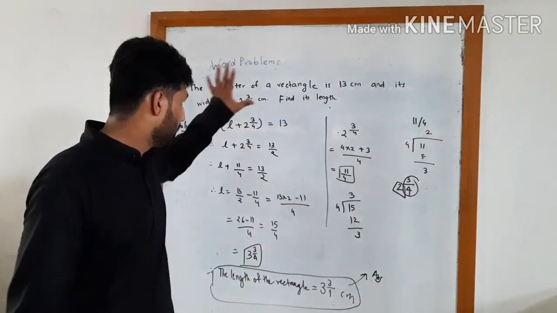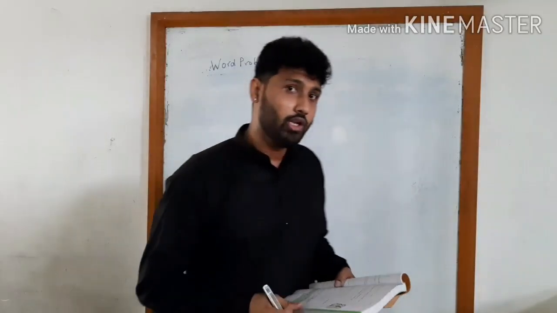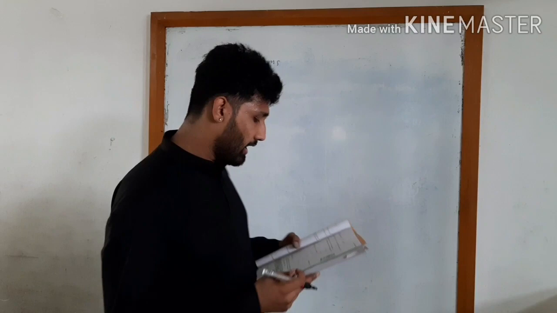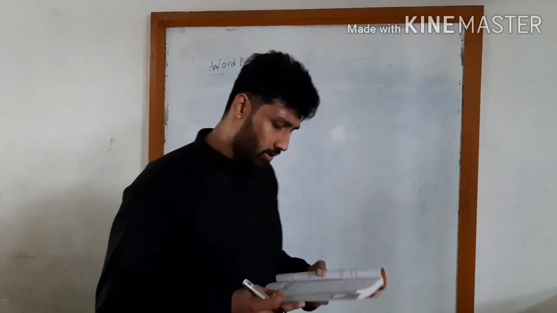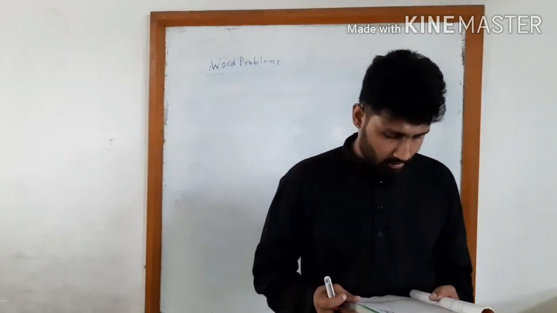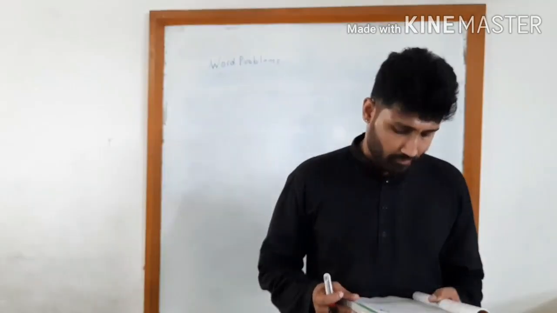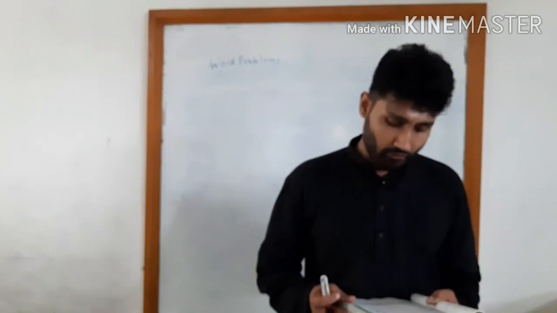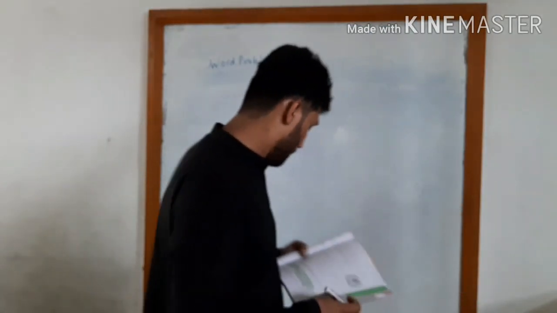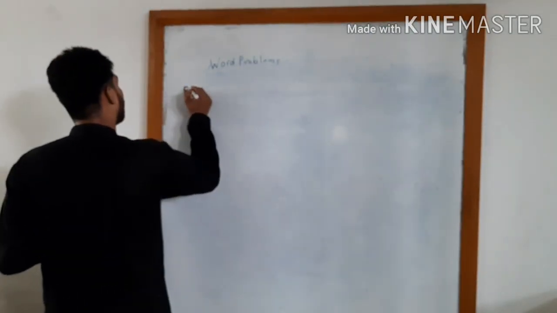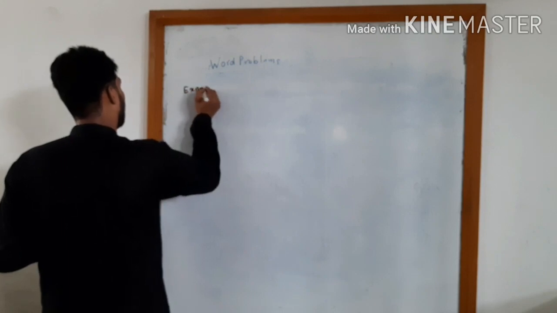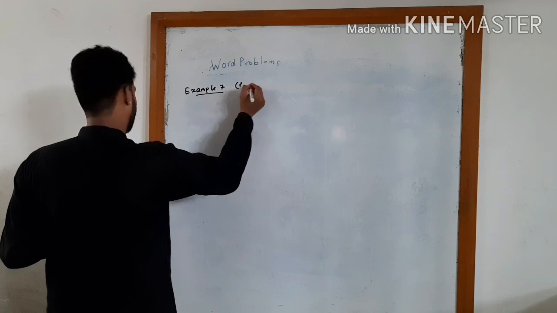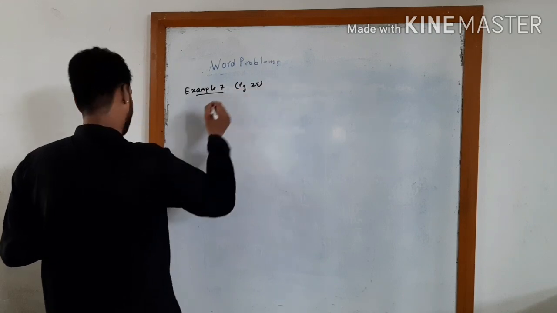I hope the solution is clear to you. We will do one more problem today. The present age of Sahil's mother is 3 times the present age of Sahil. After 5 years, their ages will add to 66 years. Find their present ages. Let us write it down. This is example 7. It is on page number 25.